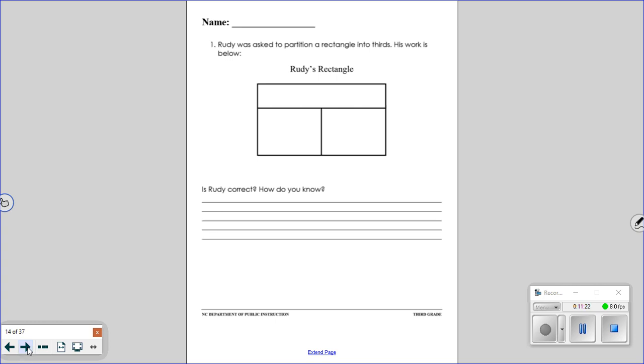His work is below, so there we see what he did. The question I'm asking is, is Rudy correct, and how do you know? I've got 2 spaces for you. I've got a spot for lines, because you are going to need to write your answer. And if you'd rather draw something to really prove what you think, I've got some extra space for you to draw. You have to write your answer in sentences, but some of you are going to want to draw something to prove it. You can draw it down there.